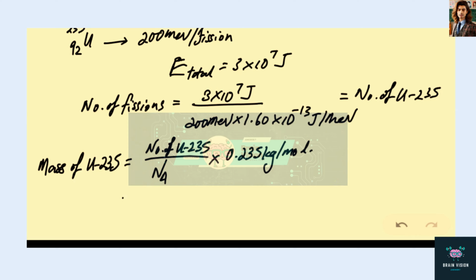So substituting everything in, we should get a value of 3.7 times 10 to the power minus 7 kilogram. Right? This is way smaller than the mass of the coal that is required, which is 1 kg.